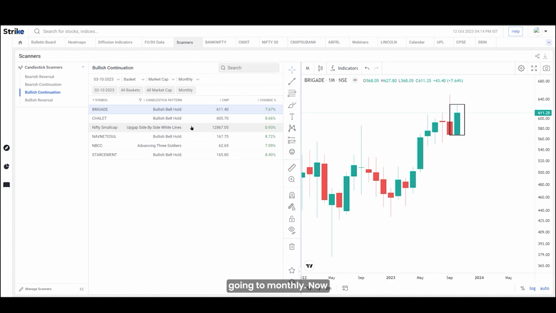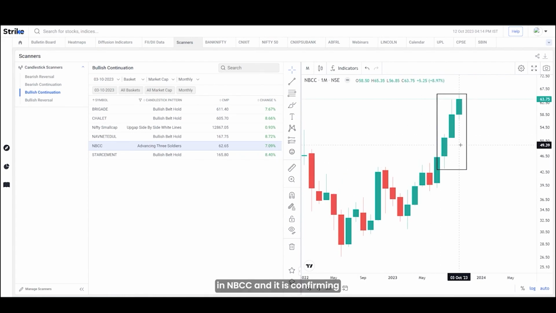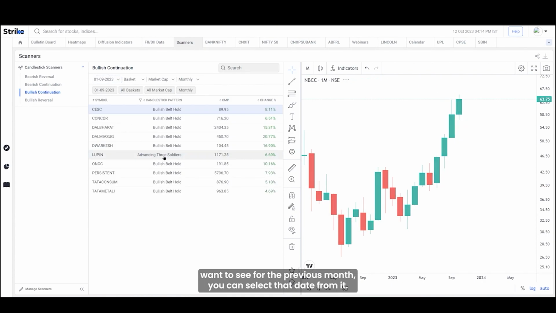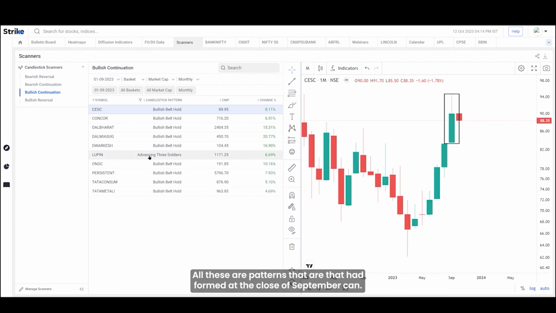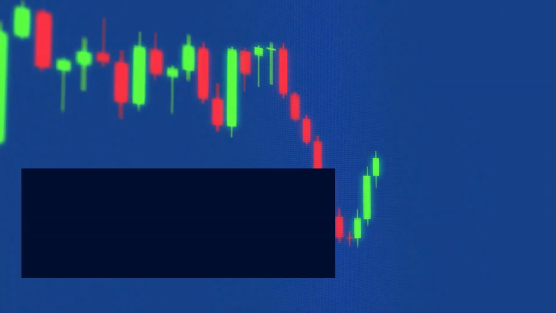Going to monthly now, we are seeing a few patterns that are forming in the current candle. Of course, this month is not yet complete, but as of now, as we can see, there is an advancing three soldiers pattern in NBCC. So it is confirming the continuation of the larger uptrend. Want to see the previous month, you can select that date from here. So all these are patterns that had formed at the close of the September candle.